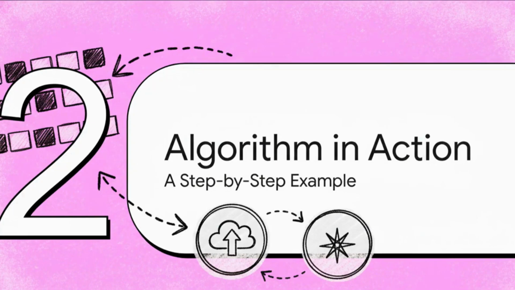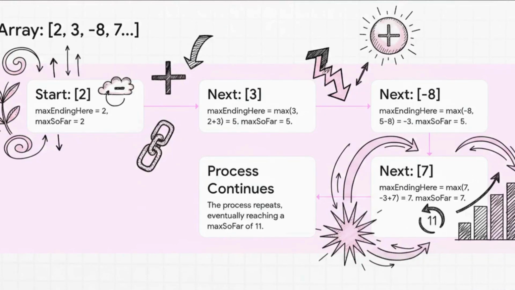Okay, theory is great and all, but let's actually see this thing in action. We're going to walk through an example array together and watch how these two variables play off each other to find the answer. All right, let's trace this. We start with the first number, 2. Simple enough. maxEndingHere is 2, and maxSoFar is also 2.